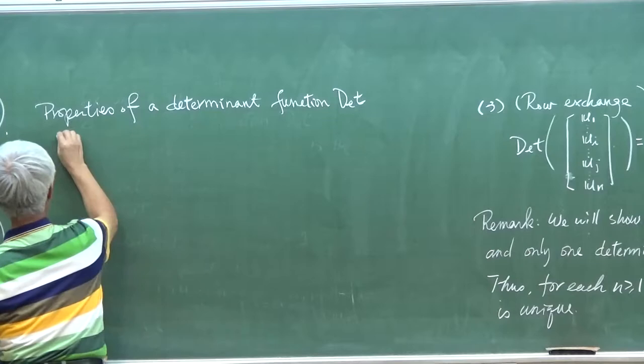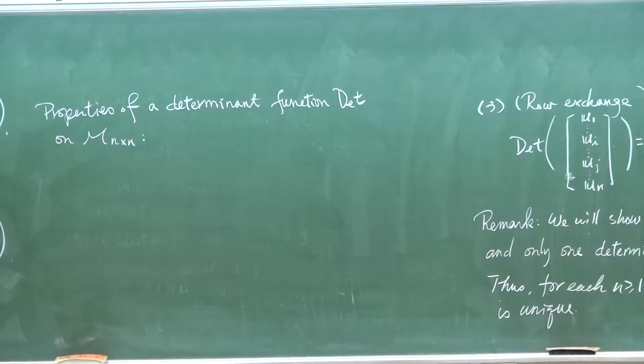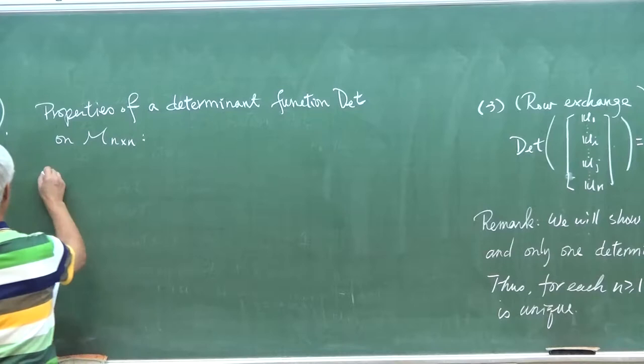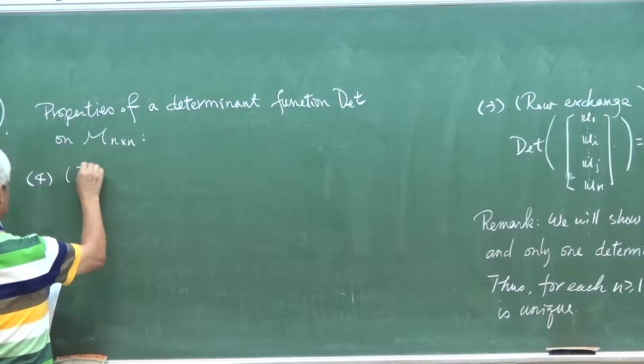Now, at least, there are several properties of a determinant function. Any determinant, if you have one, must satisfy the following properties. The first one is called the equal rule.